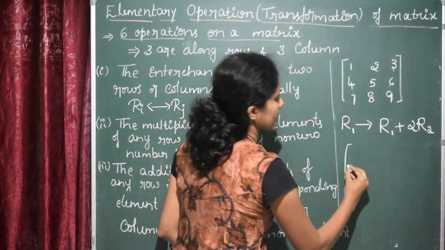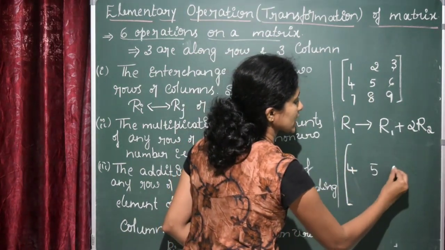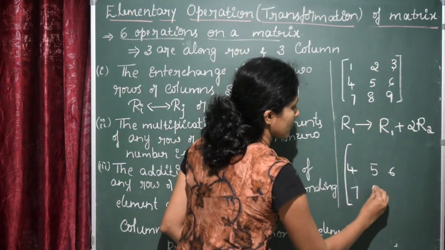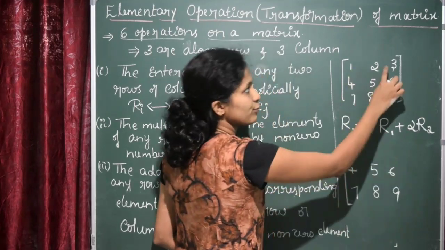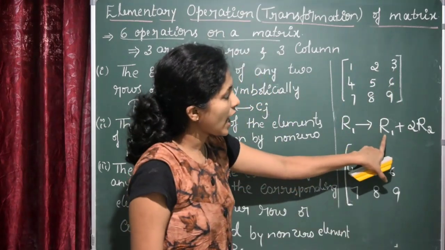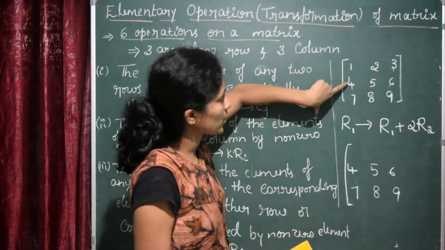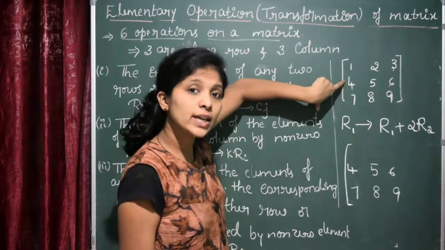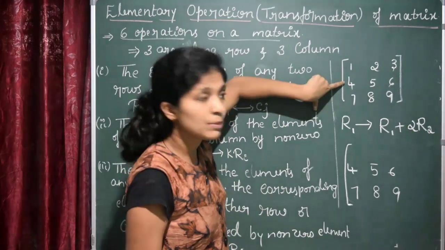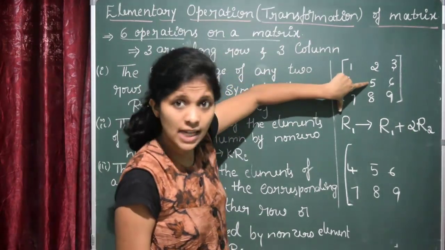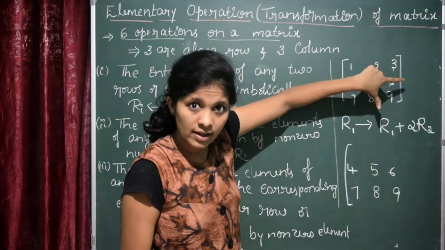R1 changes. So the second row is as it is, 4, 5, 6, and the third row is as it is, 7, 8, 9. Only the first row changes, that is R1 plus 2 R2. R1, that is 1 plus 2 R2. Here this is R2, right? R2 is multiplied by 2. So this element will be now 8 and this is 10 and this is 12, right?